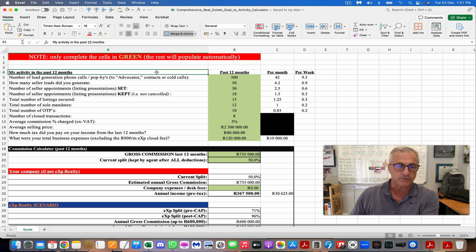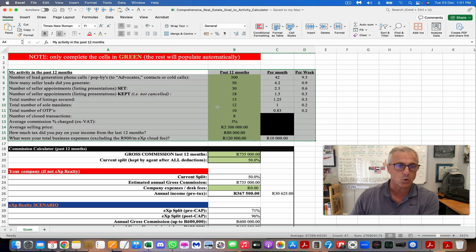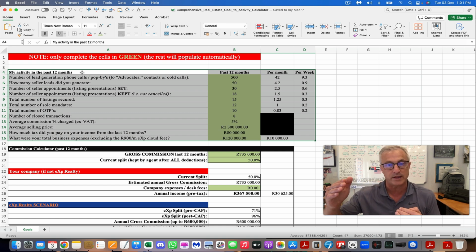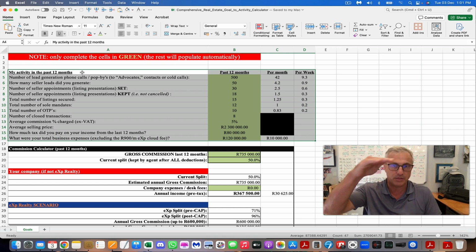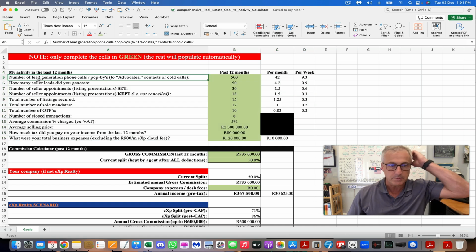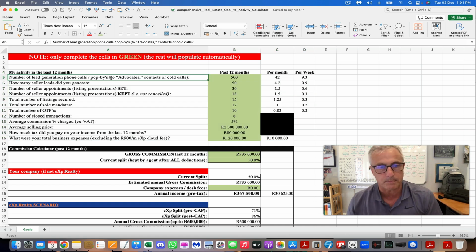All right, it's got three sections. This first section here at the top is your activity in the past 12 months. So you want to look at, and this is going to take a little bit of homework, and as you do this exercise every year, hopefully the numbers in this little section will get more and more accurate, because you'll hopefully be tracking now, for example, how many phone calls or pop buys did you do this year? And then based on that, you can get more and more accurate numbers as to how that all translates down through the conversions. So the first question is, how many lead generation phone calls or pop buys did you make?